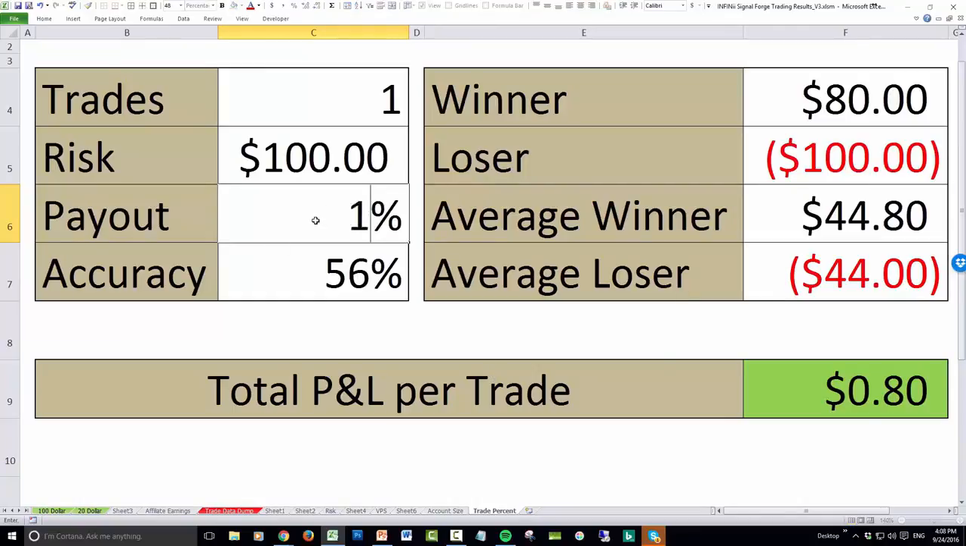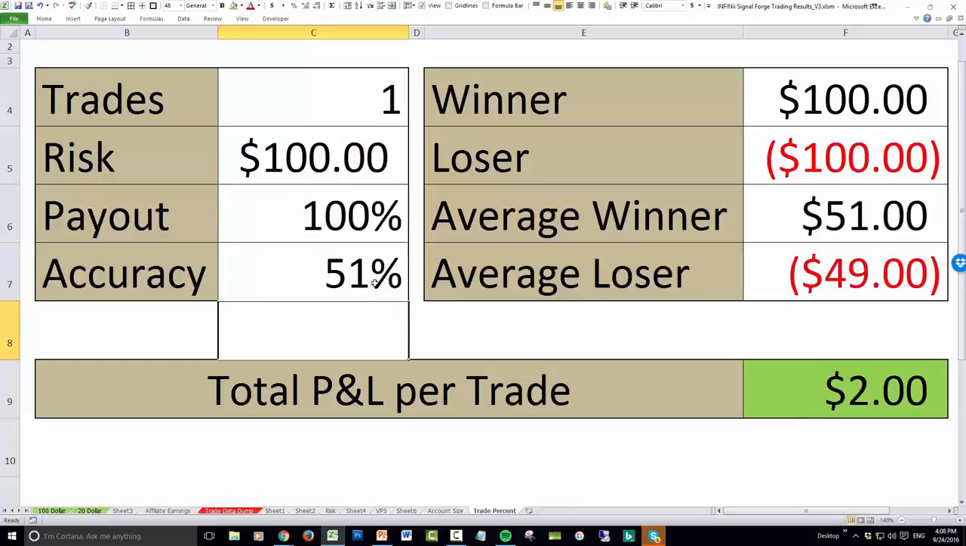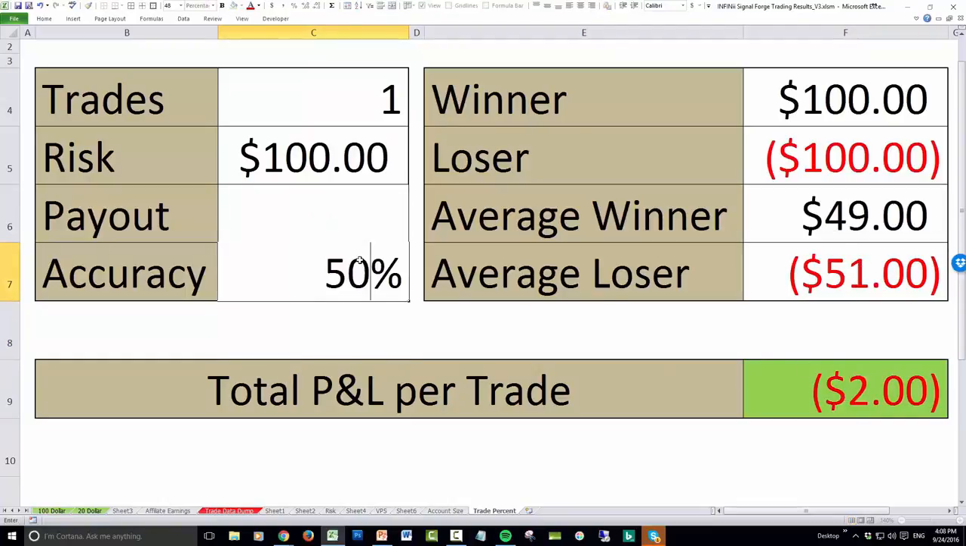Now obviously if it was 100%, so for every dollar we were risking, our potential payout was $1, well then this accuracy rate would only need to be anything above 50, and you'll be profitable. If you're below 50%, you're going to be in the red. But because our payout is not 1 for 1, it's not 100%, it's only averaged us at 80%.